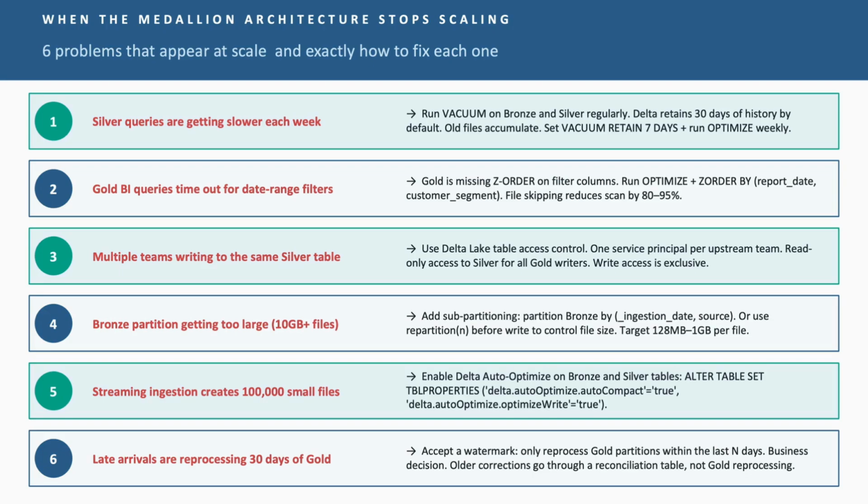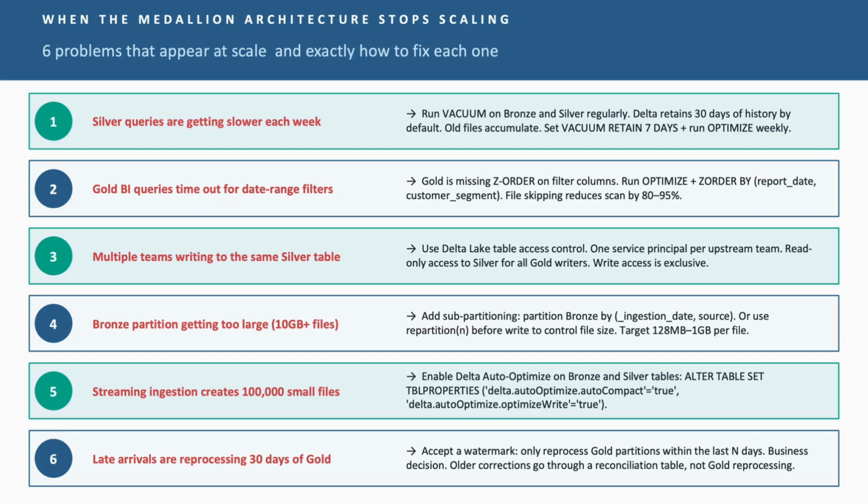Problem 4, bronze partitions are getting too large, 10 gigabyte-plus files. The fix is to add a sub-partition, partitioning bronze by both the ingestion date and the source, or repartition before the write to control file size. Target is 128 megabytes to 1 gigabyte per file instead of 10 gigabytes.